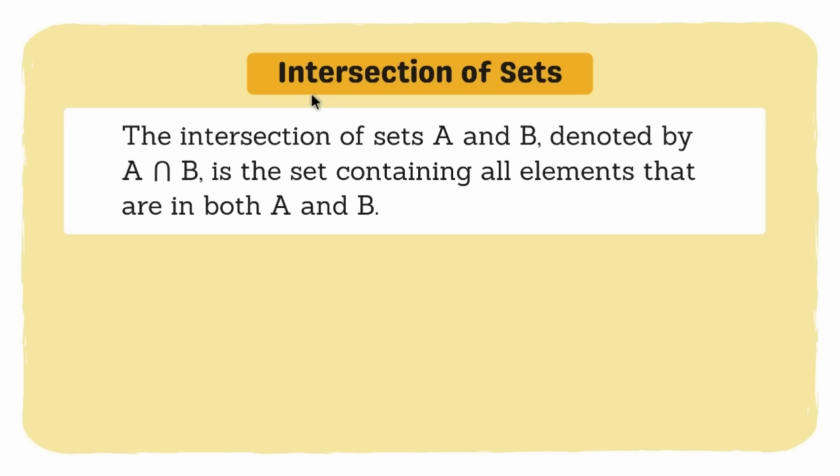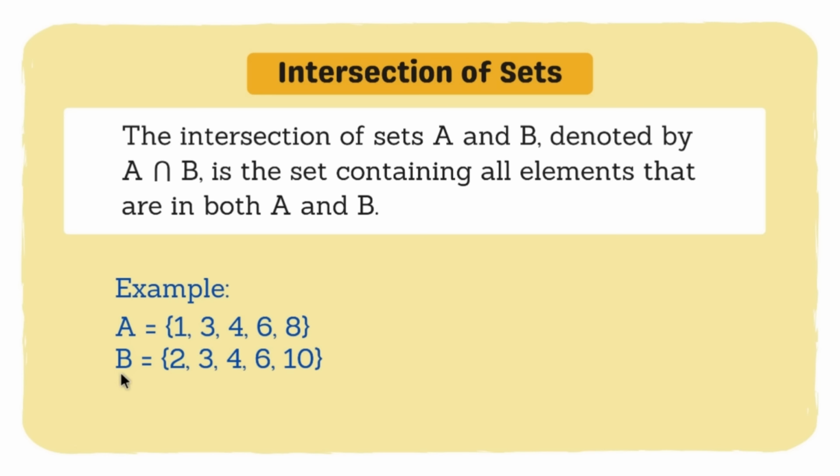Okay, let's have an example. We have here set A with elements 1, 3, 4, 6, and 8. And we have here set B with elements 2, 3, 4, 6, and 10. Now, what is the intersection of A and B? Okay, ang intersection niya po ay 3, 4, and 6. Ito po yung mga elements ng kanyang intersection.